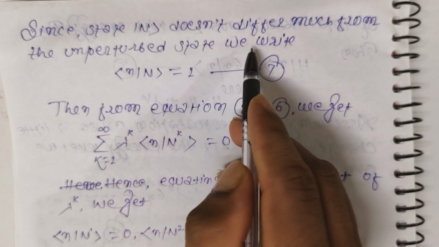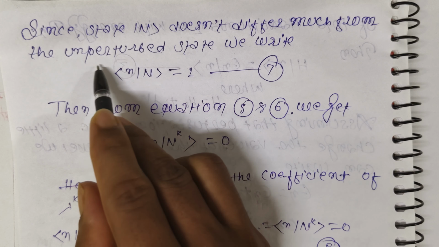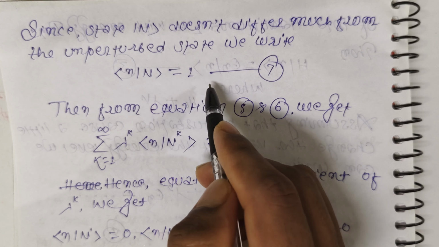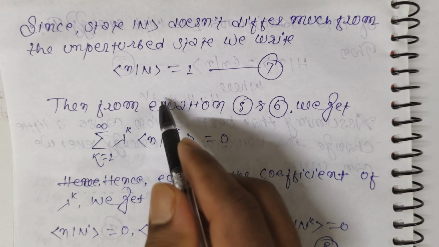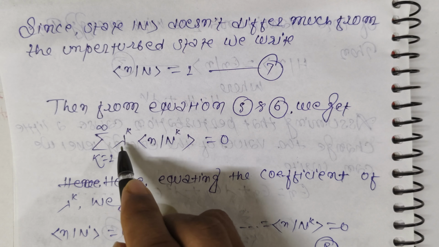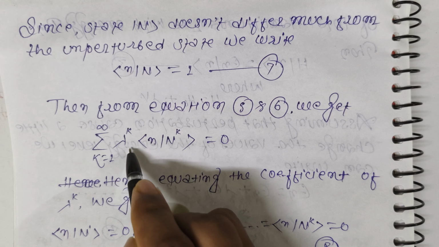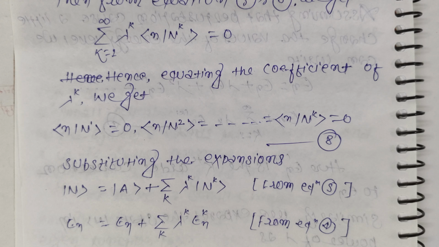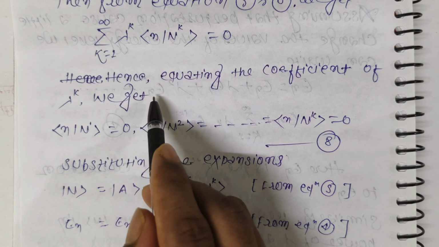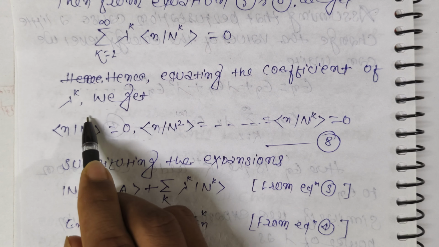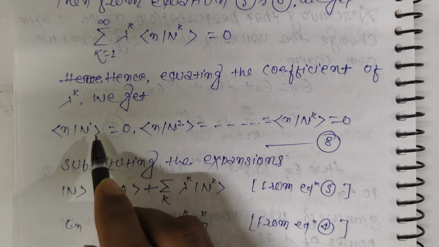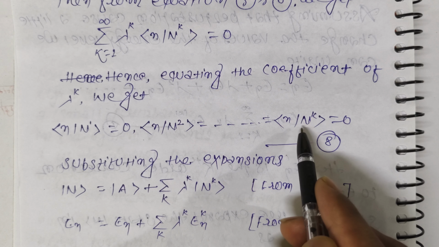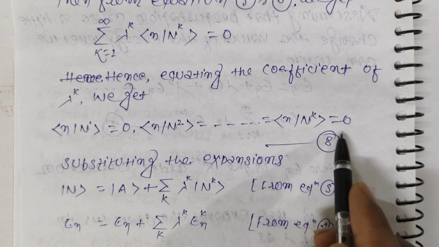Since a state |ψn> does not differ much from the unperturbed state, we write <n|ψn> is equal to 1. This is equation 7. Then from equations 5 and 6 we get summation k is equal to 1 to infinity lambda k <n|nk> is equal to 0. Hence, equating the coefficients of lambda k, we get <n|n1> is equal to 0, <n|n2> is equal to 0, and <n|nk> is equal to 0. This is equation 8.